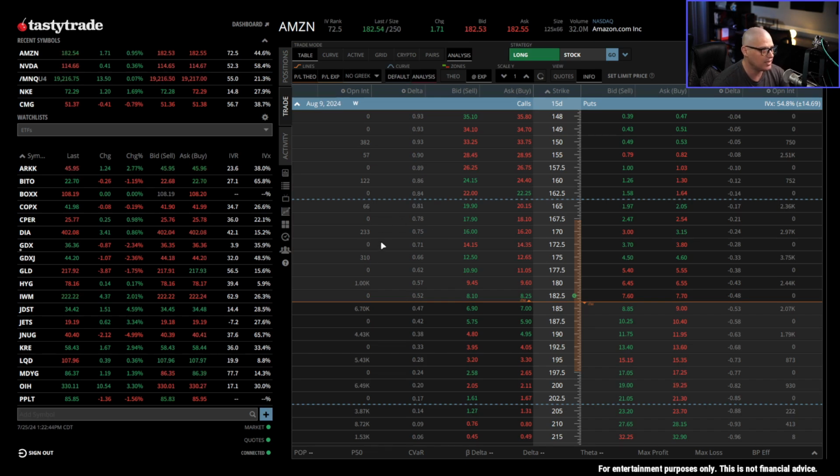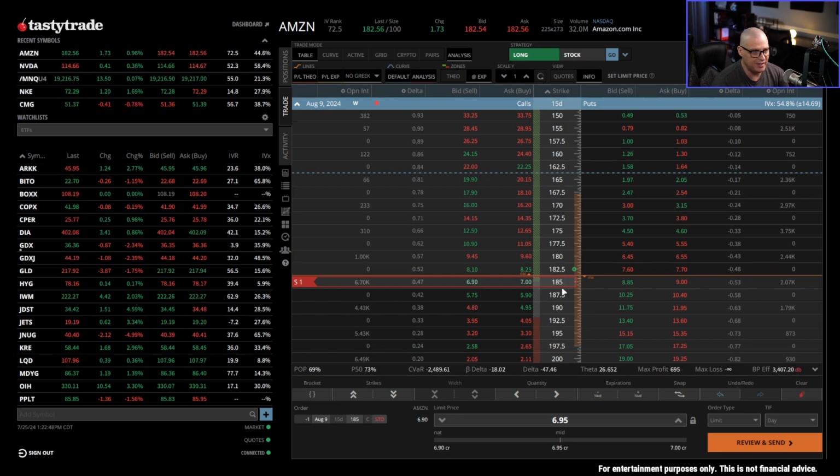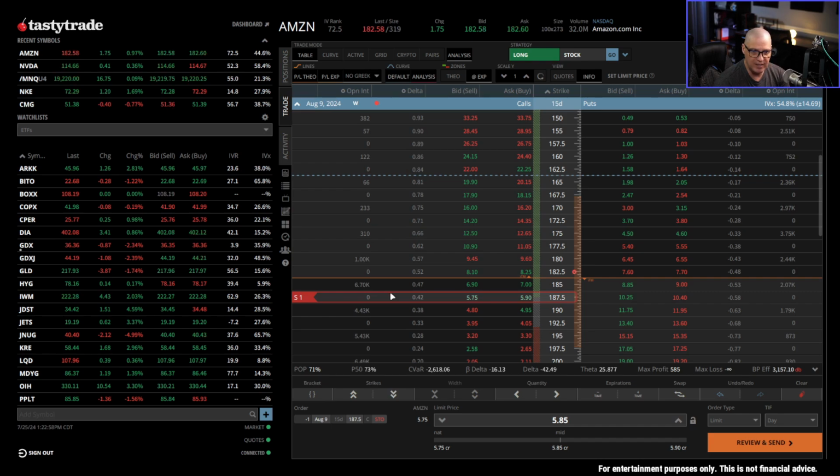They probably just added these, because if I look at open interest on the 185 call here, you can see 6,700 contracts, right? The open interest on that call. But what's the open interest on the 187.5? Well, it's zero. What's the open interest on that 182.5? It's zero. And if you didn't know that these strikes were just added today, you would swear that something really weird is going on.